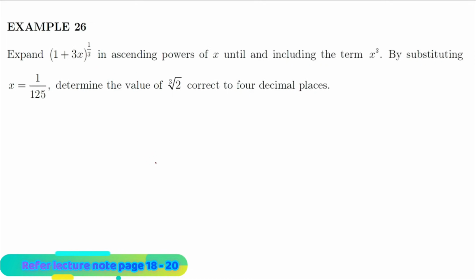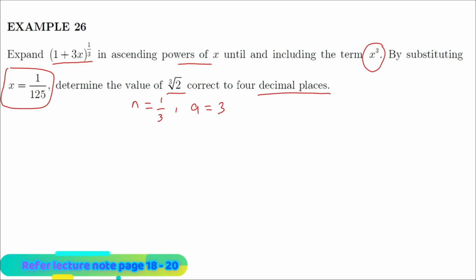We have to expand (1 + 3x)^(1/3) in ascending powers of x until and including the term x cubed. And by substituting x equals 1 over 125, we have to determine the value of the cube root of 2 correct to 4 decimal places. So first we have to expand (1 + 3x) to the power 1 over 3, with n equals 1 over 3 and a equals 3.